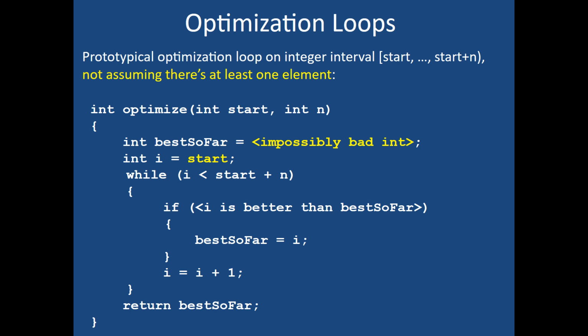Let's make this concrete. Suppose you have a list of ages, and you're supposed to return the largest age in the list. What would be an impossibly bad age? -1. No one has an age of -1, and furthermore, -1 is worse than any possible other answer. So we start things out with an age of -1.